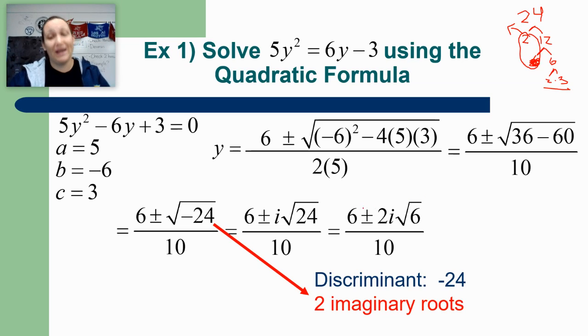In this problem, I can simplify because the 6, the 2, and the 10 are all divisible by 2. So I'm going to take all my outside numbers, not my inside number, and I'm going to divide by 2. And I get this new fraction.